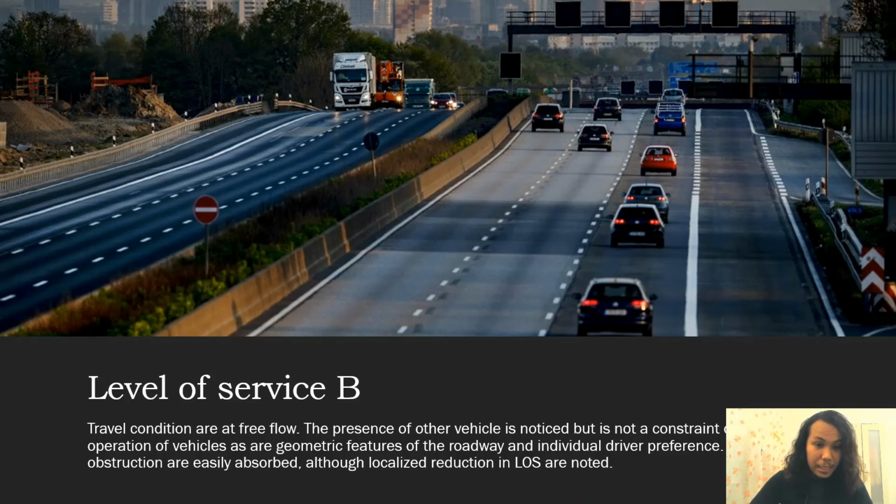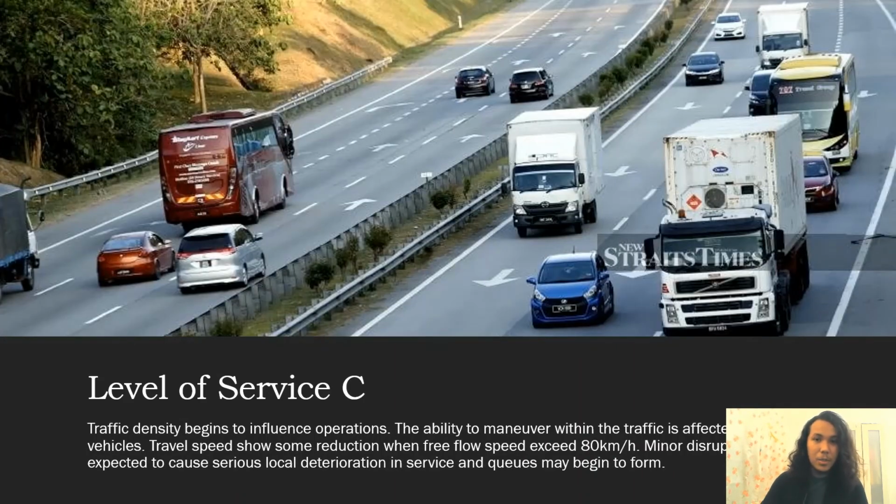Okey, seperti definisi yang tertulis di sini, travel condition are at free flow. Dia masih free flow. The presence of other vehicle is noticed, but is not a constraint on the operation of vehicles, as are geometric features of the roadway and individual driver preference. So dia kereta dah makin banyak tapi dia still tak mengganggu sangat lagi. So dia ada minor obstruction are easily absorbed, although localized reduction in level of service are noted. Okey, itu adalah B. Jom kita pergi kepada C.